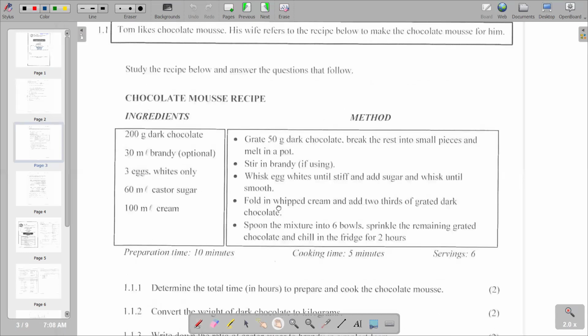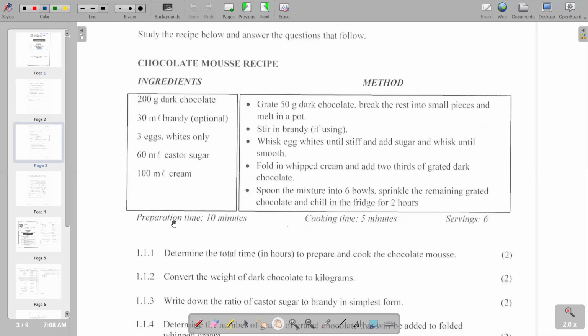Very important in terms of information, just below the table, we have preparation time 10 minutes, and then cooking time 5 minutes. And then servings, we've got 6. Then on the first part of our question, 1.1.1, determine the total time in hours to prepare and cook the chocolate mousse. So this is the first question that we have, which is the total time that is needed to prepare and cook the chocolate mousse.